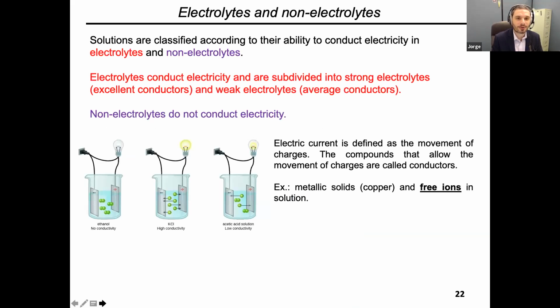Okay, so let's talk about electrolytes and non-electrolytes. Electrolytes and non-electrolytes is just a formality. We kind of already know what is an electrolyte and a non-electrolyte. So let's just be more formal here. Solutions are classified according to their ability to conduct electricity in electrolytes and non-electrolytes.